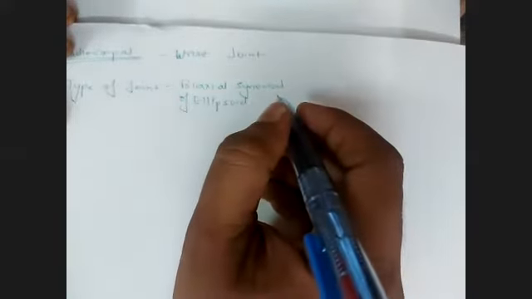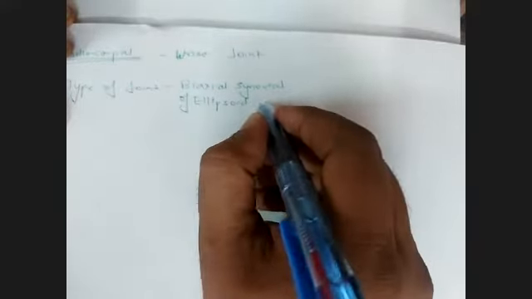This is a biaxial synovial joint of ellipsoid variety. Then comes the next point. What are the articulating surfaces?